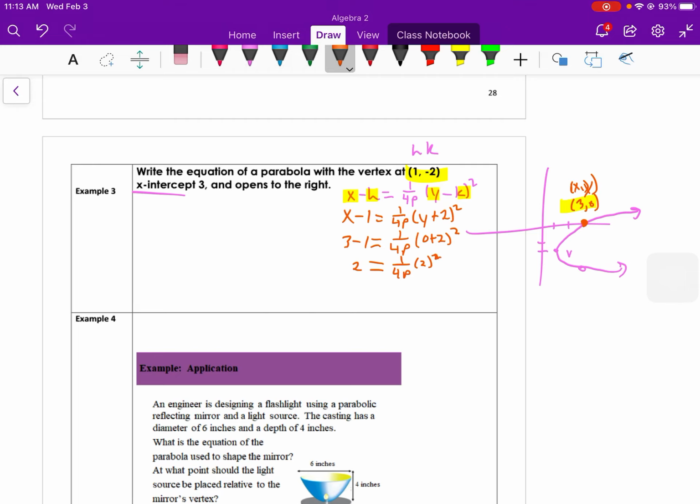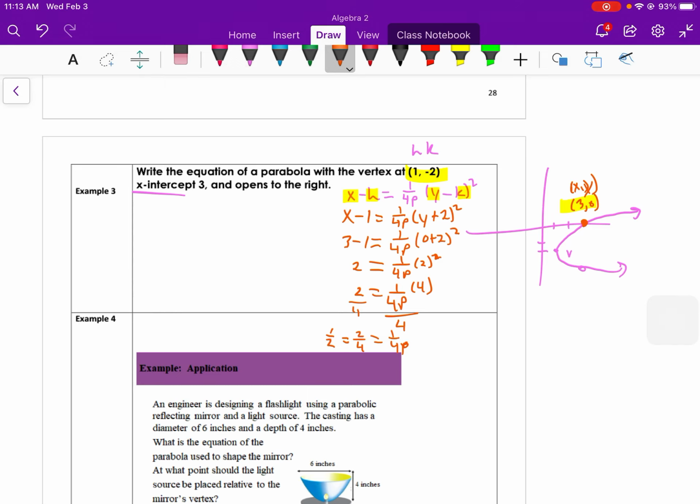That doesn't look like a 2. So then we have 2 equals 1 over 4p. 2 squared would then become 4. To keep it in 1 over 4p form, I'm going to divide both sides by 4 here, since it's the product times 4. So then we have 2/4 equals 1 over 4p. We can reduce 2/4 to half. So now we have half equals 1 over 4p.